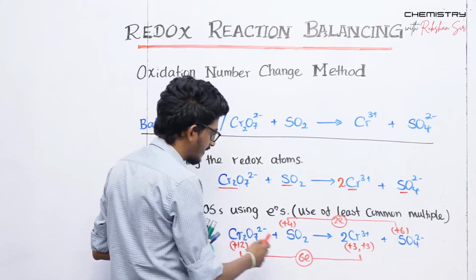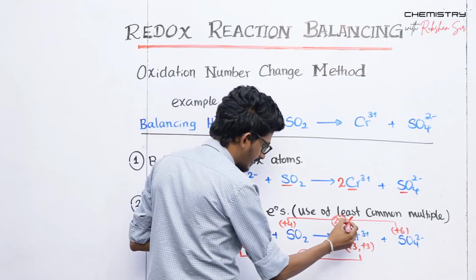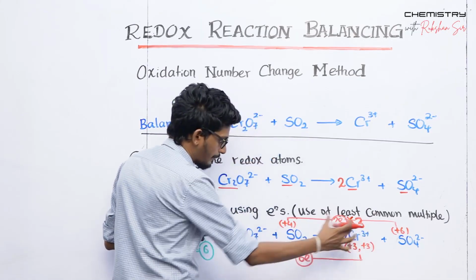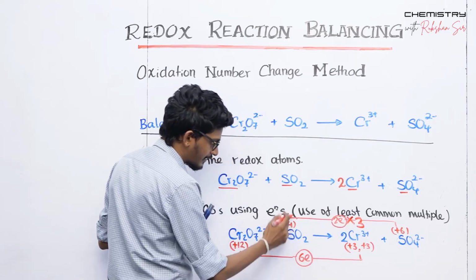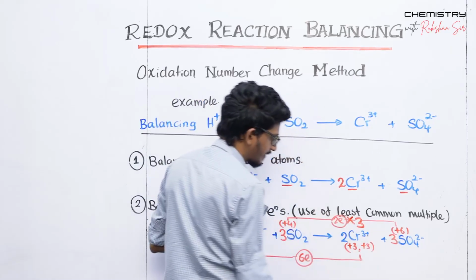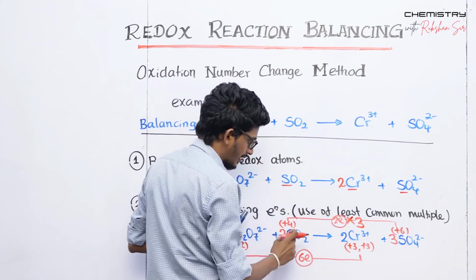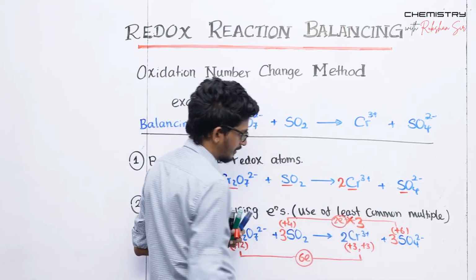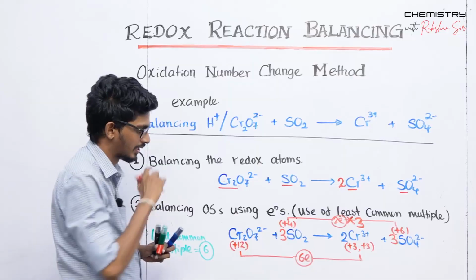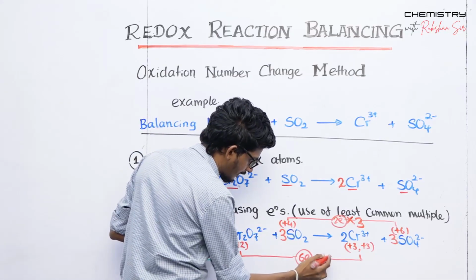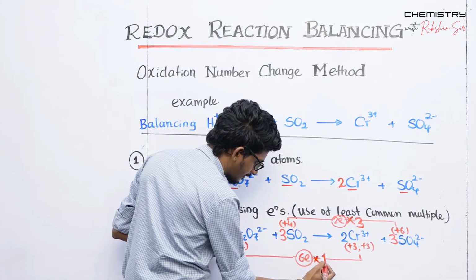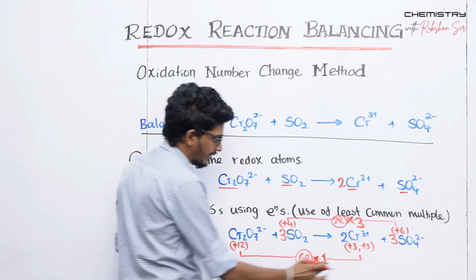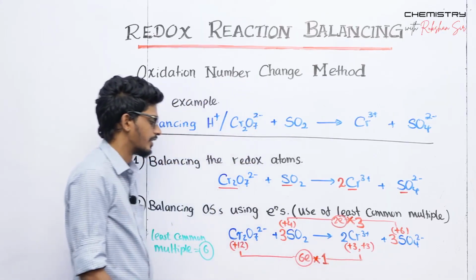To come up with 6, you need to multiply this thing with 3. So put 3 for that branch. You have to multiply both the chemicals responsible with that branch with 3 to come up with the least common multiple. This should be multiplied with 1, no? So just write 1. No need of writing 1, no? Right? So that is the idea.